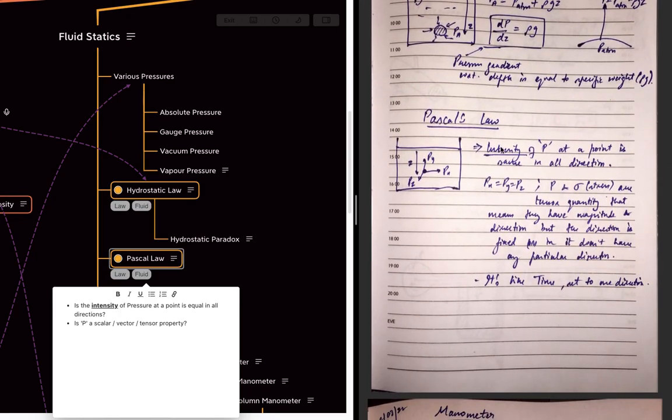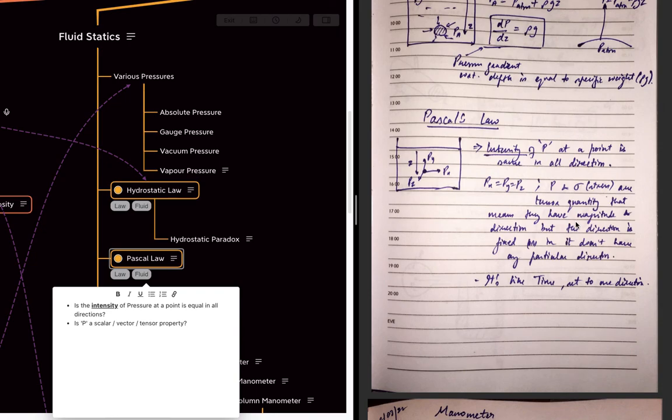So here is Pascal's law. What does Pascal's law say? The intensity of the pressure at a point is the same in all directions. The intensity means the action of the pressure is not directed to particular directions. It is the same everywhere. As we have to know, the pressure and the stress are both tensor quantities.